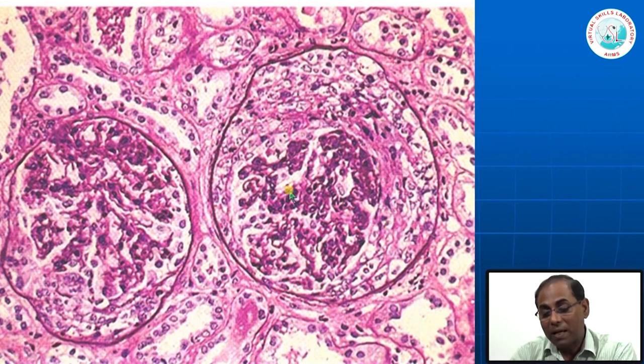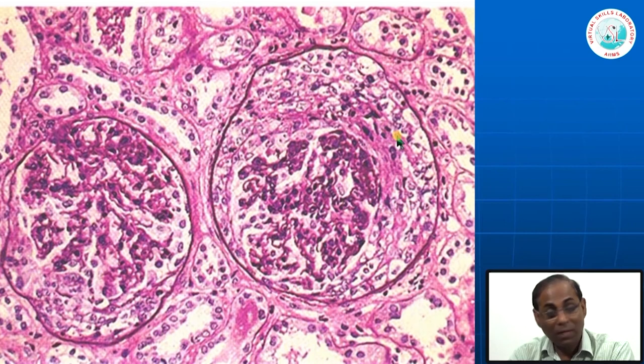this whole crescentic cellular area is pushing or compressing the glomerular tuft, and you can see that these are the epithelial cells and also inflammatory cells with some amount of fibrosis. Depending upon the constitution of this crescent, we also classify them as cellular crescent, where mostly it is cells and hardly any fibrosis, like this one.